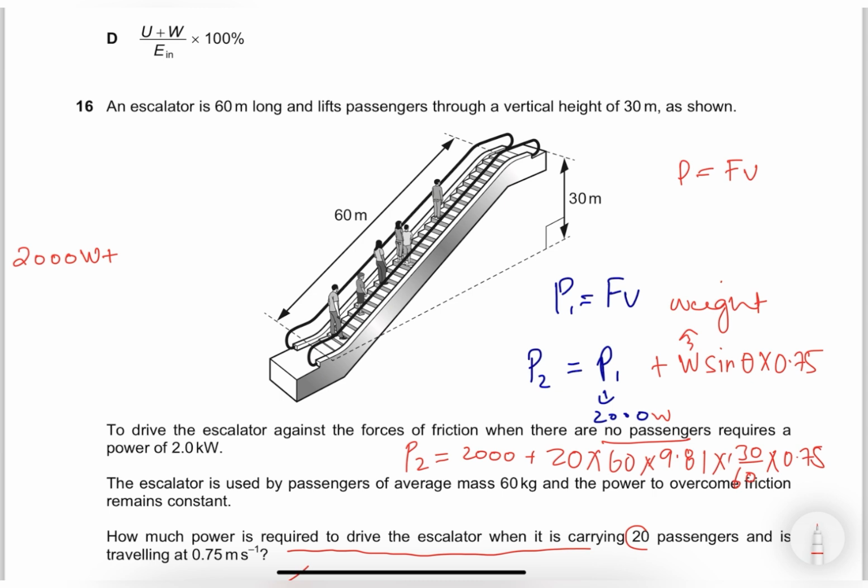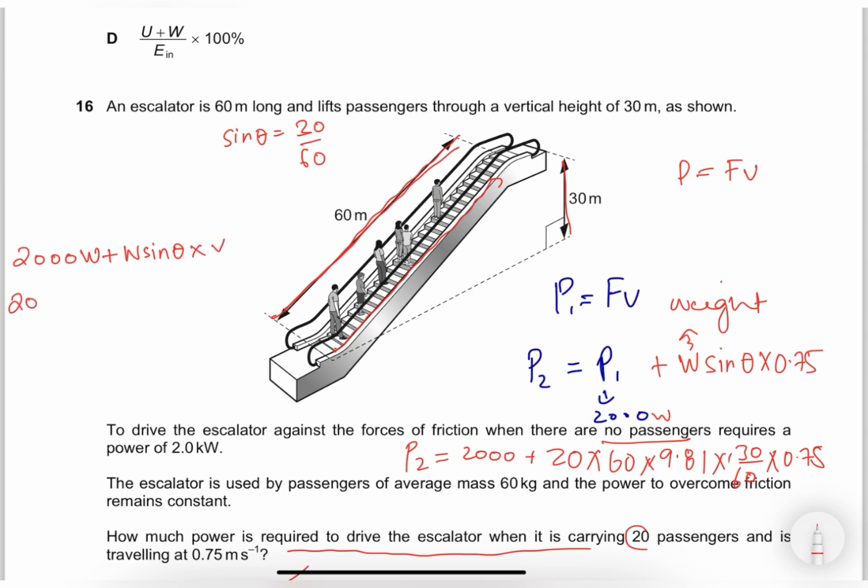It would be W sine theta, because they are moving like this, right? We don't know theta over there, but we can find the value of sine theta. Sine theta is perpendicular upon hypotenuse. So sine theta will be 30 upon 60. Yes or no? Very good. Now, W sine theta times velocity.